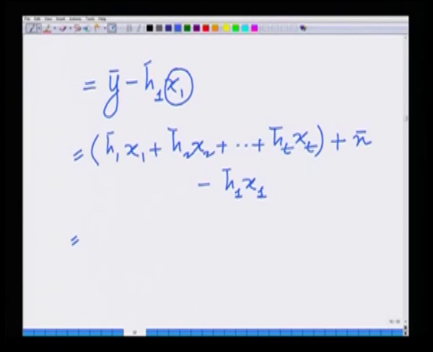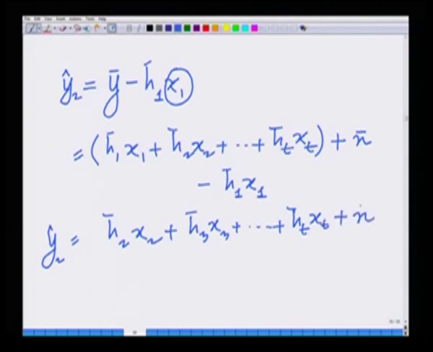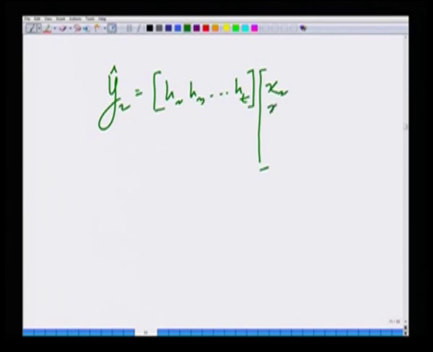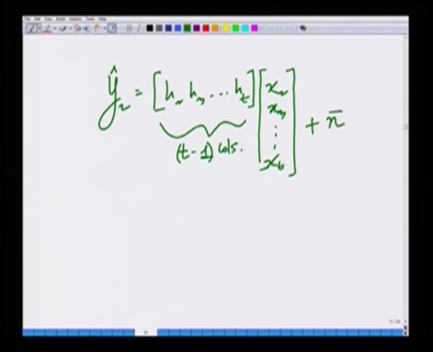What I have, I will denote this as y2 hat, and y2 hat equals h2 x2 plus h3 bar x3 plus ht bar xt plus n bar, which can be equivalently represented as y2 hat equals h2 h3 ht times x2 x3 xt plus n bar. Hence, now look at this, this has t columns, this has t minus 1 columns. So, hence this is an R cross t minus 1 matrix.